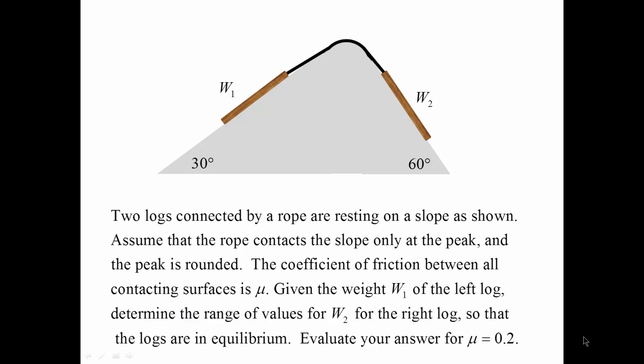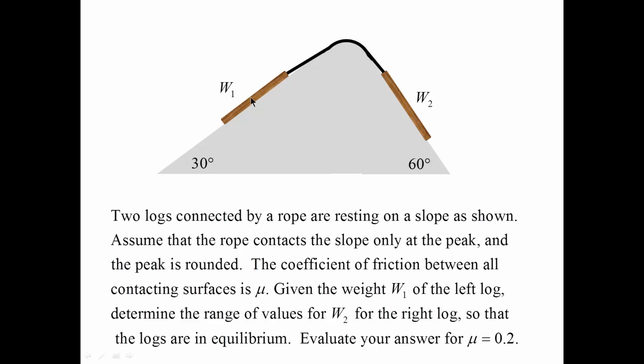In this problem, we have two logs, W1 and W2, or I will refer to them as left and right logs, connected by a rope. They rest on a slope. The contacts have friction, and the friction is the same.